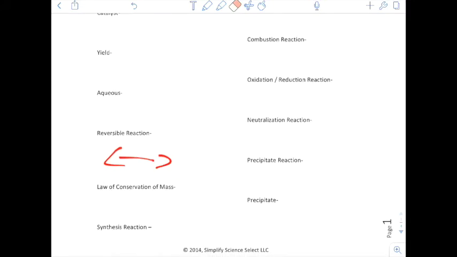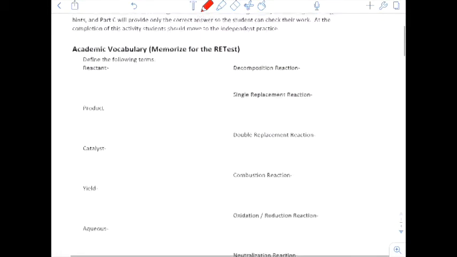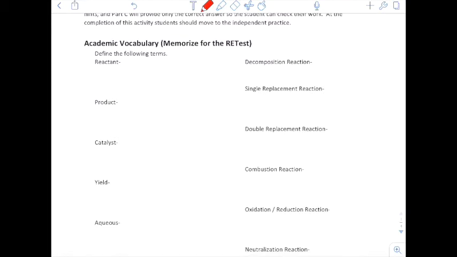Synthesis, a synthesis reaction is when you go from two things to one thing. So it's going from two to one. It doesn't have to be two, it can just be multiple. So many things to one thing. Decomposition reaction is the opposite of a synthesis reaction. So it's going from one thing to multiple things, or one to two things.